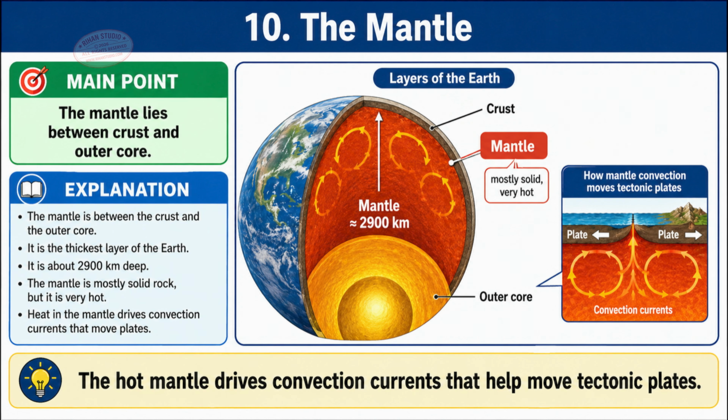The mantle. The mantle lies between crust and outer core. It is the mostly solid layer, very thick, about 2,900 kilometers, and hot. The mantle sits between the crust and the outer core, and is the thickest layer, about 2,900 kilometers deep. It is mostly solid rock, but so hot that its upper part can flow very slowly. Heat moving through the mantle drives the convection currents that make the plates move.